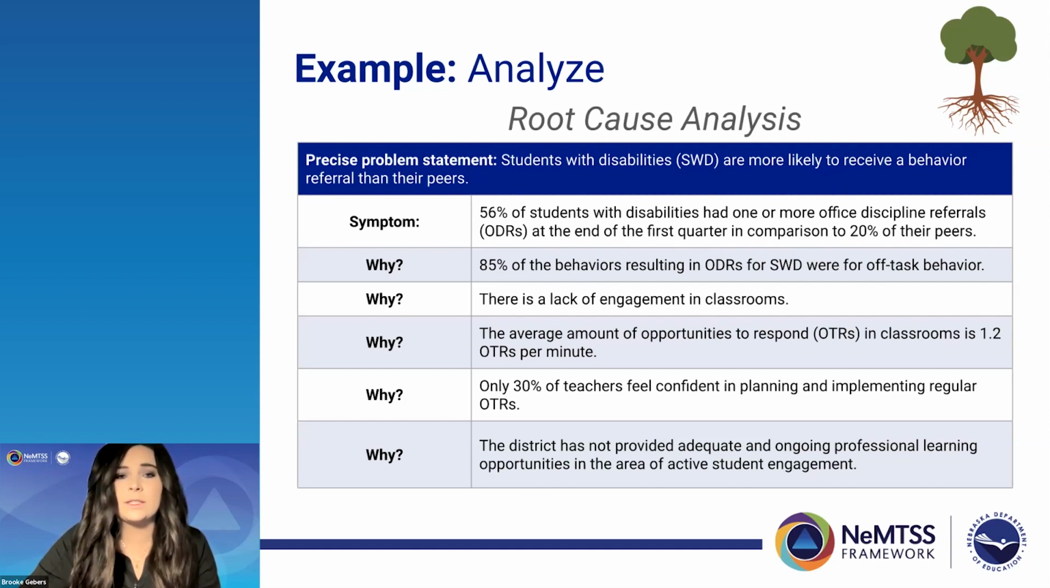When the team continued to ask why they believed they were seeing these results, they might also recall that only 30% of teachers reported feeling confident in planning and implementing regular OTRs on a recent informal self-assessment that was sent to staff. The team believed the reason they are seeing this lack of confidence is because the district has not provided adequate and ongoing professional learning opportunities in the area of active student engagement. This is the root cause of the problem statement, because this is within the team's control and influence, and they are in agreement that it is the root cause.